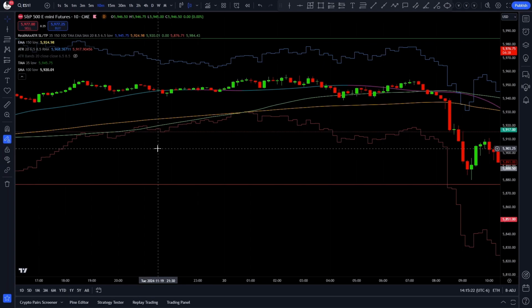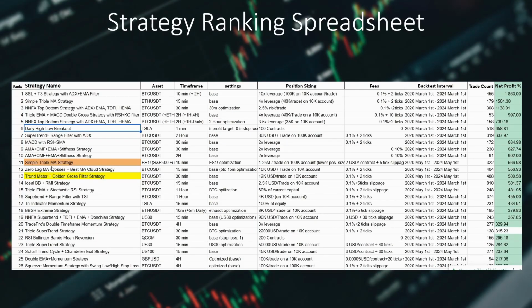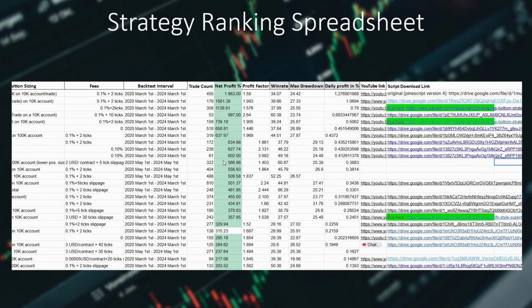And to close out the video, let's take a look at the strategy ranking spreadsheet and see where this strategy is placed among the around 30 strategies I have tested so far. And here is the strategy ranking spreadsheet. Today's strategy was the simple triple MA strategy for the ES 10-minute chart. You can also find another optimization, the original one, which took the second place right here. And in this spreadsheet you can find all the backtest data at the end, so the trade count, the net profit, the profit factor, the win rate, the max drawdown, and so on.